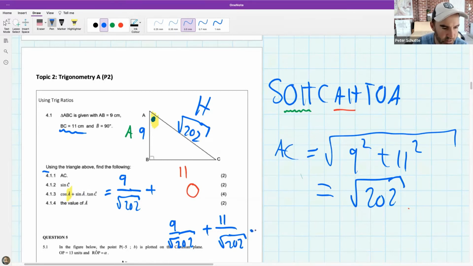And then the last bit is the tan of C. Now, for the tan of C, I'm going to have to rename my triangle again, because the thing that's in focus is no longer the A. The thing that's in focus is the C, which makes this O and this A, and this one stays exactly where it is. So what is the tan of C? It's going to be 9 over 11.